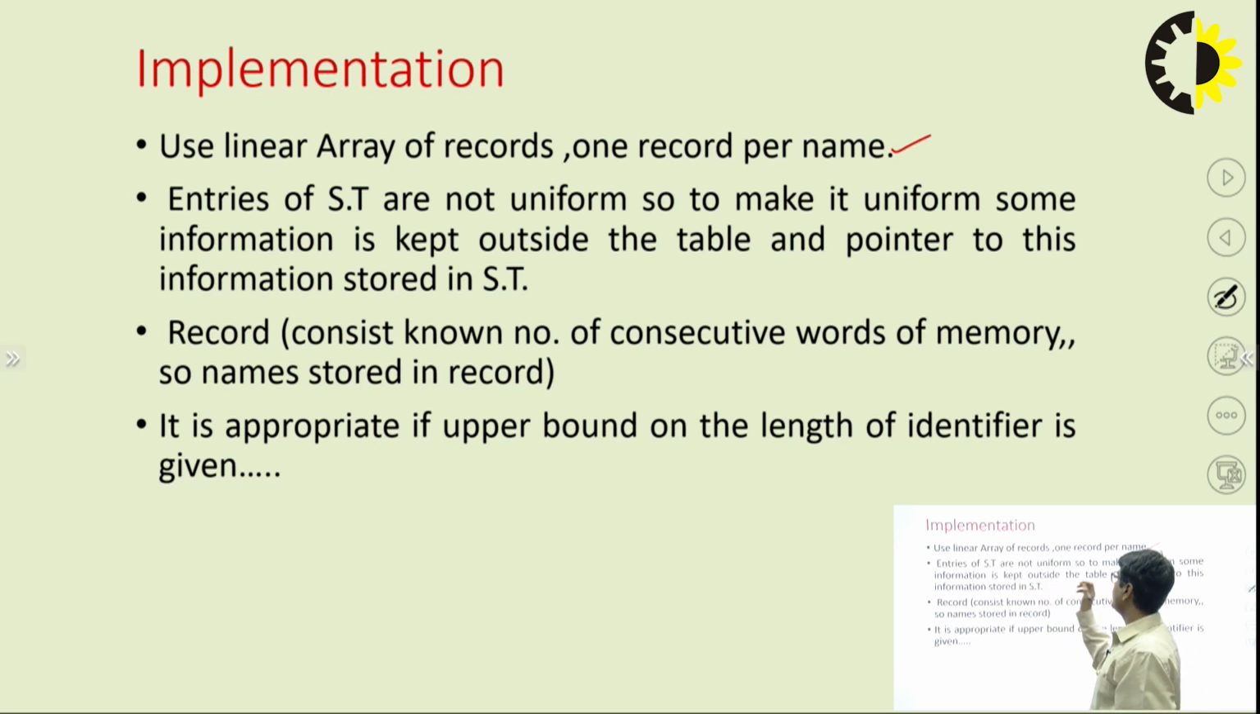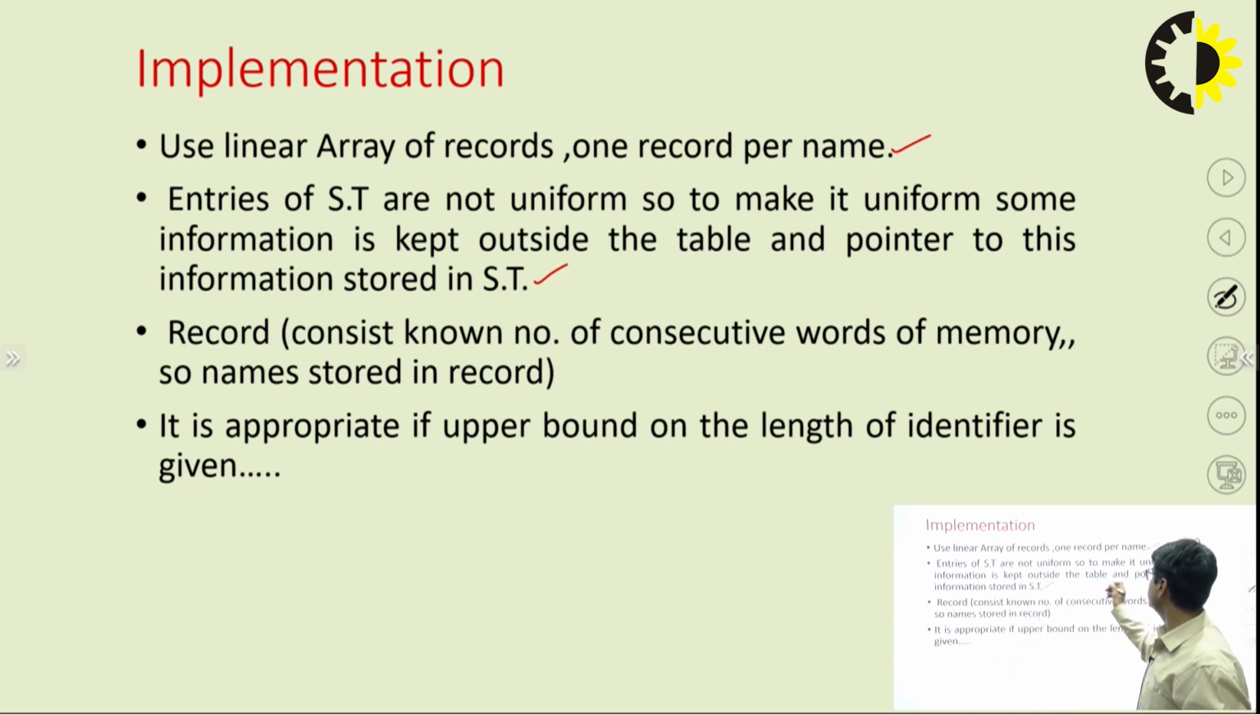Entries of the symbol table are not uniform, so to make it uniform, some information is kept outside the table and a pointer to this information is stored in the symbol table. Because we are using a different data structure, where uniformity means it is not a linear data structure, you cannot say that the information is stored in a very structured way. So we have to store that data, and its information is linked to the next variable where the particular value is going to be accessed.